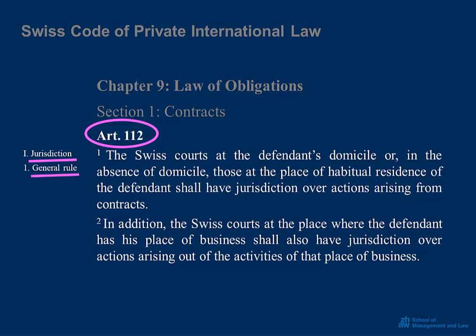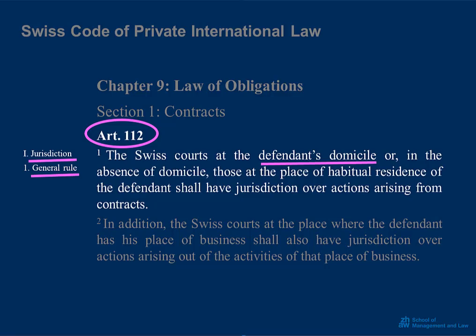According to this article, the Swiss courts at the defendant's domicile, or in the absence of domicile, those at the place of habitual residence of the defendant, shall have jurisdiction over actions arising from contracts. So this is the general rule. The defendant's domicile determines jurisdiction.